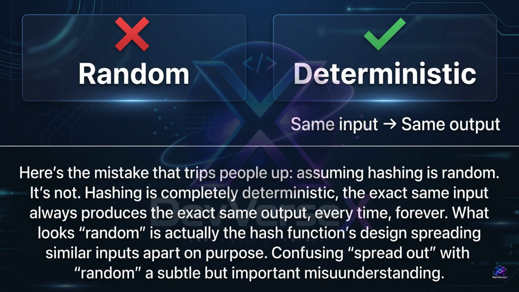Here's the mistake that trips people up: assuming hashing is random. It's not. Hashing is completely deterministic. The exact same input always produces the exact same output, every time, forever. What looks random is actually the hash function's design, spreading similar inputs apart on purpose. Confusing spread out with random is a subtle but important misunderstanding.